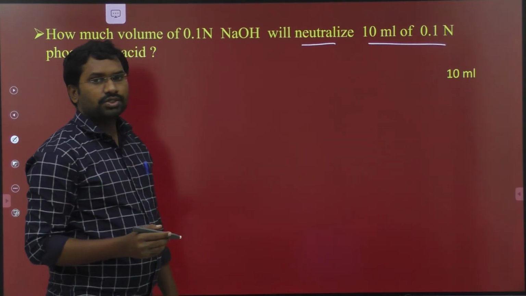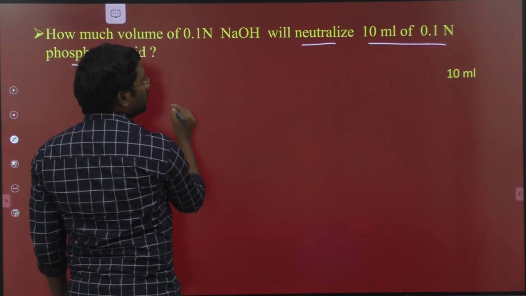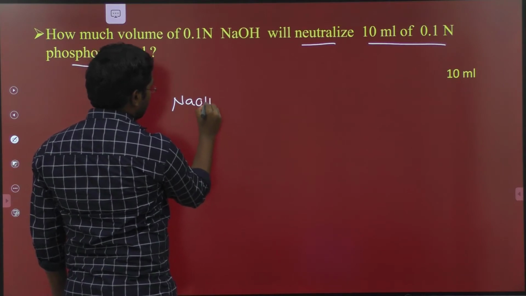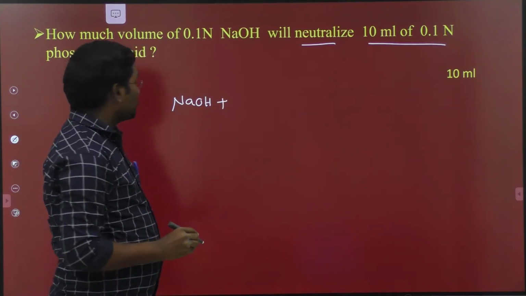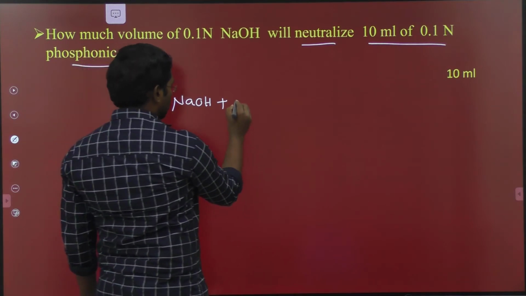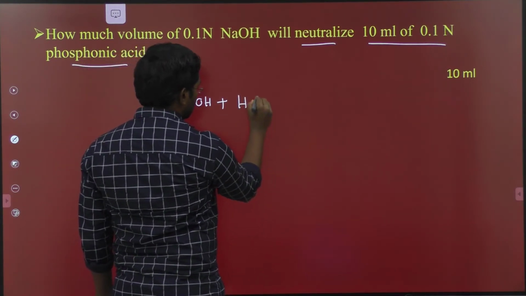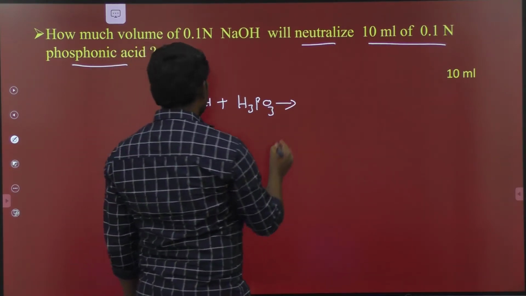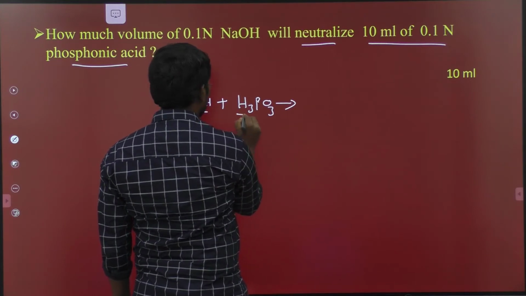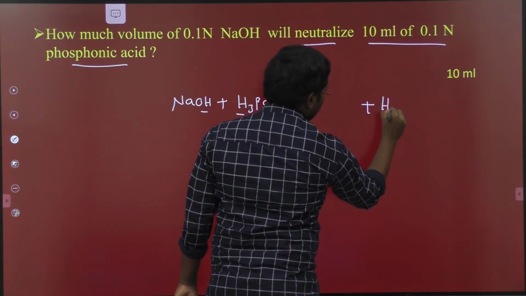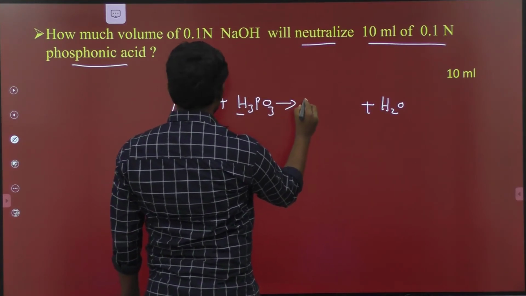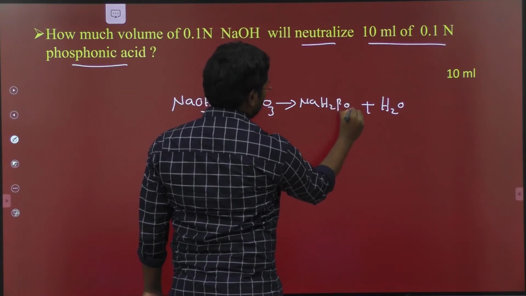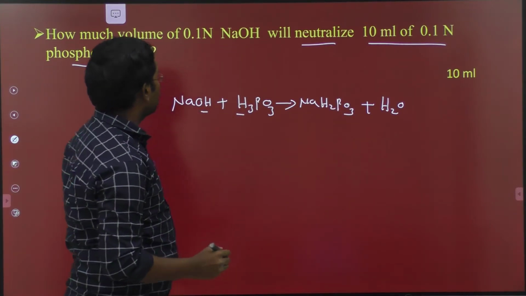This is a neutralization reaction. So the reaction takes place between sodium hydroxide, NaOH, and phosphonic acid. Phosphonic acid means phosphorus acid, that is H3PO3. It is a neutralization reaction, so what will be formed here? Elimination of a water molecule, H2O comes out. Therefore, it gives NaH2PO3.